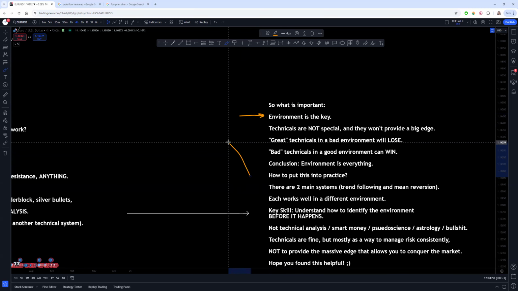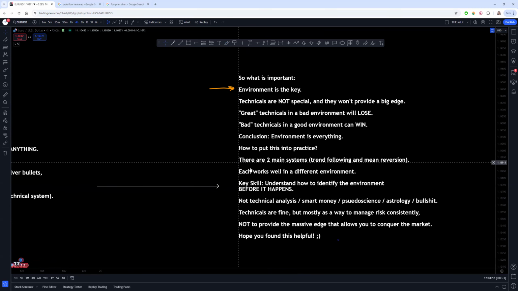But how do we actually put that into practice? What does it actually mean? Well, there are two main systems out there for the average retail trader. You're either a trend follower or you are trading a mean reversion system, or you're doing a bit of both. Each of these works in opposite environments.